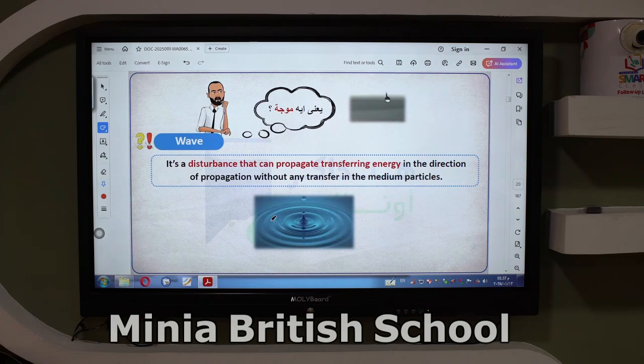What is a wave? It's a disturbance that can propagate, transferring energy in the direction of propagation without any transfer of the medium particles. So what do we transfer? We transfer energy, not the medium particles.